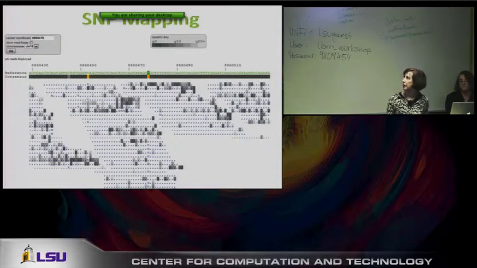And if we drill down, then we see SNP maps that show us our SNPs and our quality scores, and also give us strand information, so we can see exactly what's going on in that particular location.